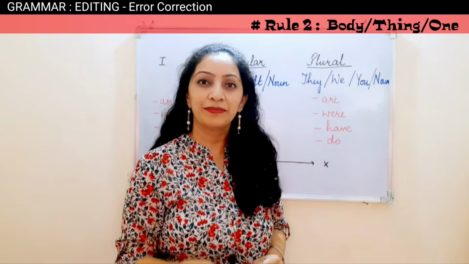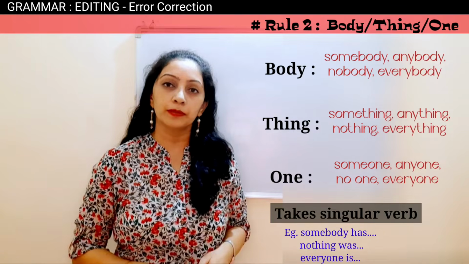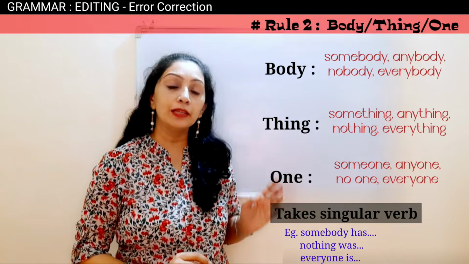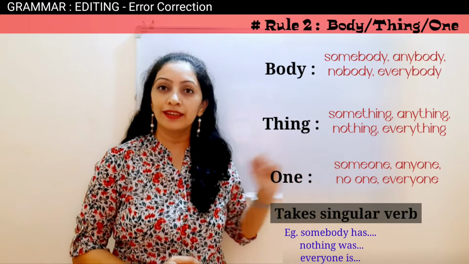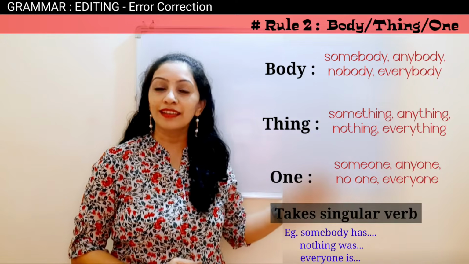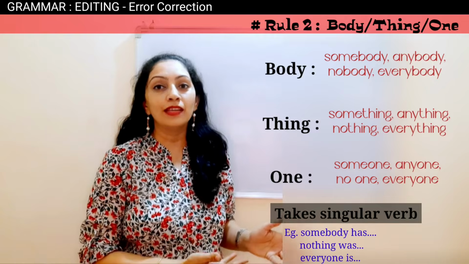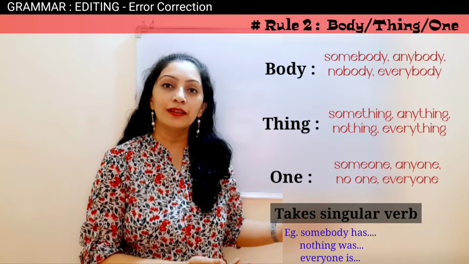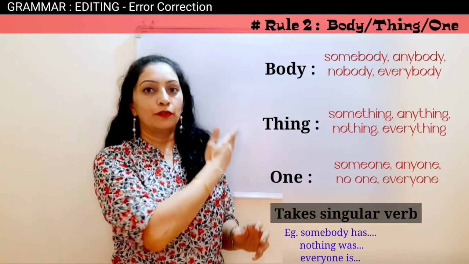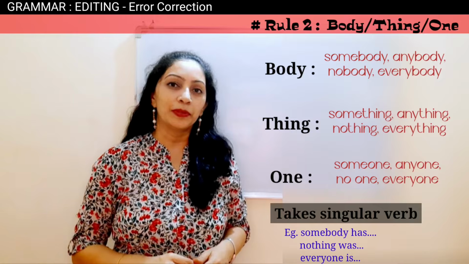Let's go to the next tip. The next tip is that the following categories will always have singular verbs. Categories like any word that ends with body, like anybody, somebody, nobody, everybody. Similarly, thing: something, anything, nothing, everything. And in the same way, one: someone, anyone, no one, everyone. So categorize these words. Any word that comes from any of these three categories will always take a singular verb.